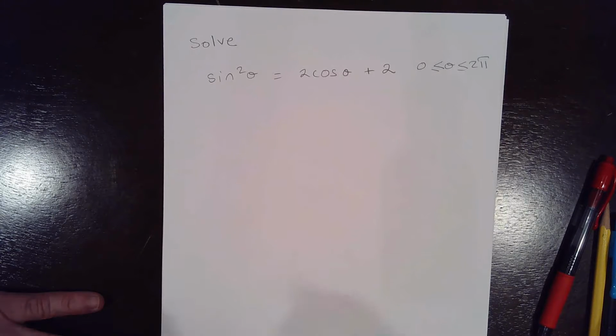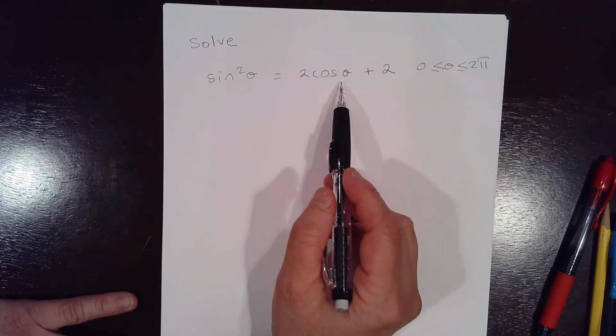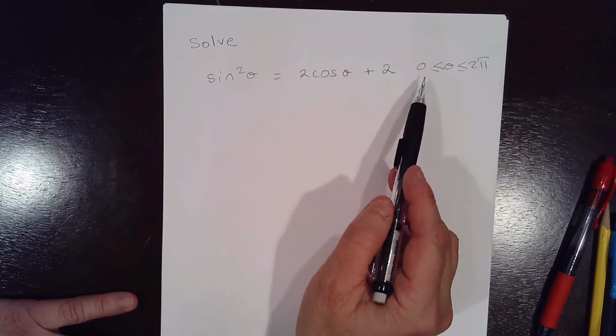Hello everybody, today we're going to solve a trigonometric equation. We have sine squared theta equal to 2 cosine theta plus 2. Theta would have to be between 0 and 2 pi.